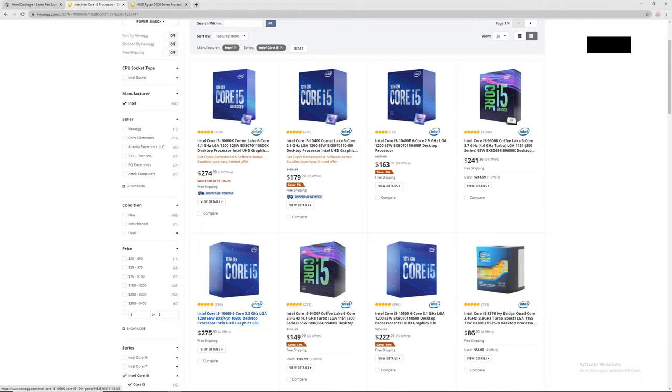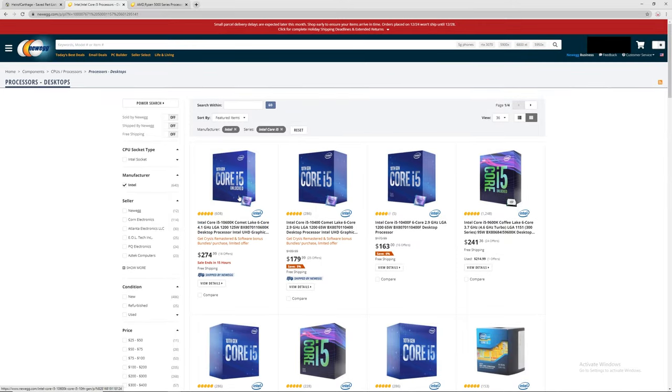But since they're the same price, I wouldn't buy this one. I would just get the 600K in case you want to overclock it. So that's what I would recommend from Intel right now, at the mid-tier.